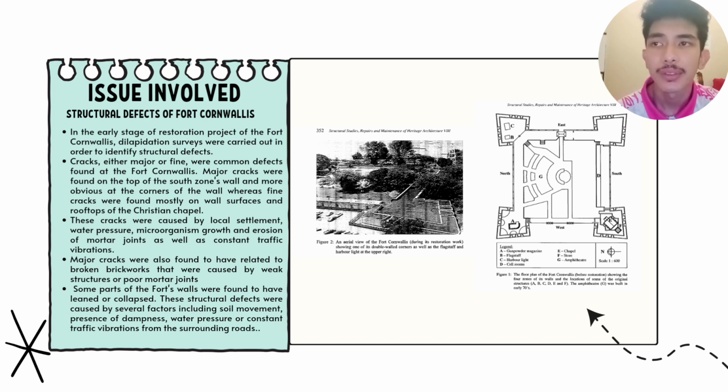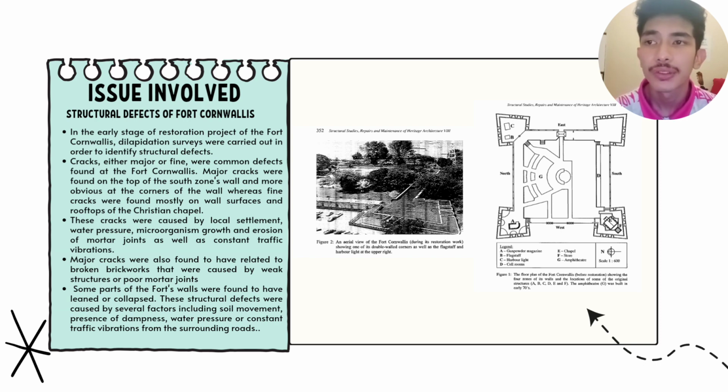Major cracks were found on the top of the south zone wall and more obvious at the corners of the wall, whereas fine cracks were found mostly on the wall and more obvious on the rooftop of the Christian chapel. Structural investigation showed that these cracks were caused by local settlement, water pressure, microorganism growth and erosion of mortar joint, as well as constant traffic vibration.